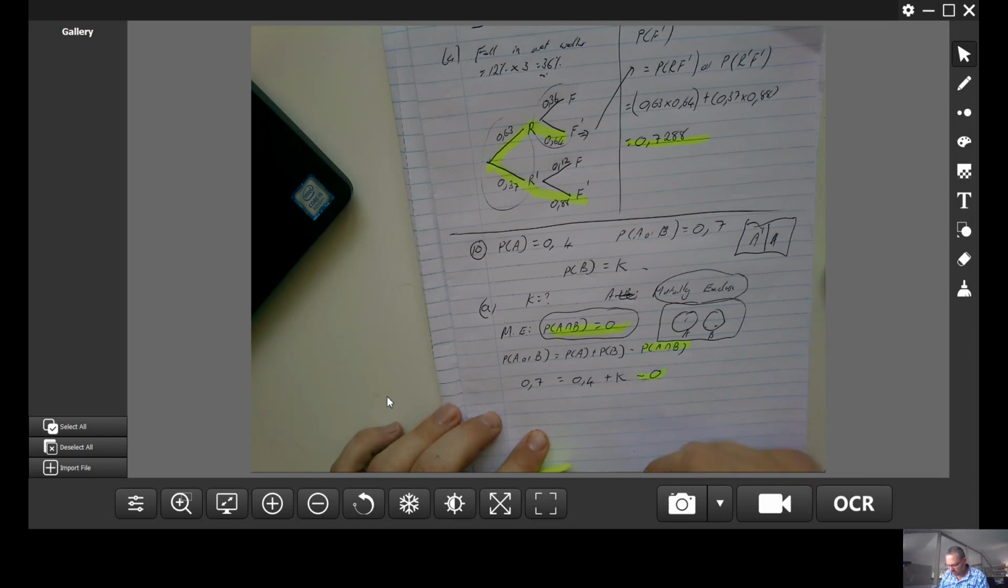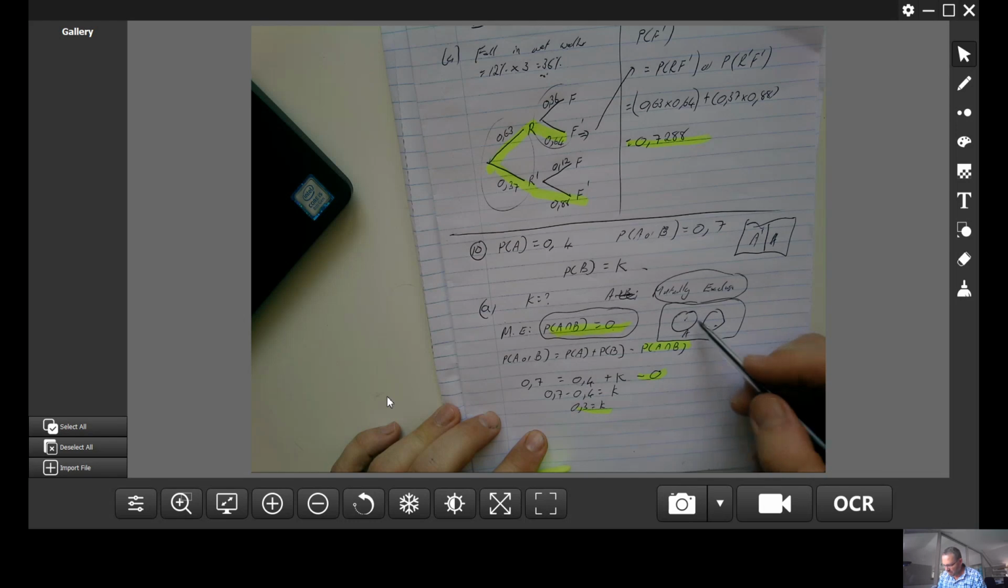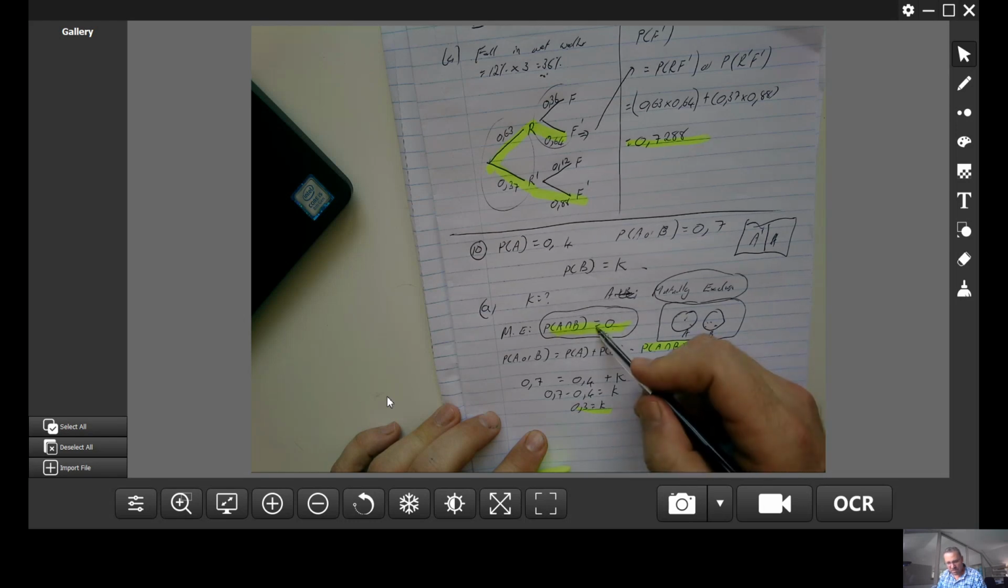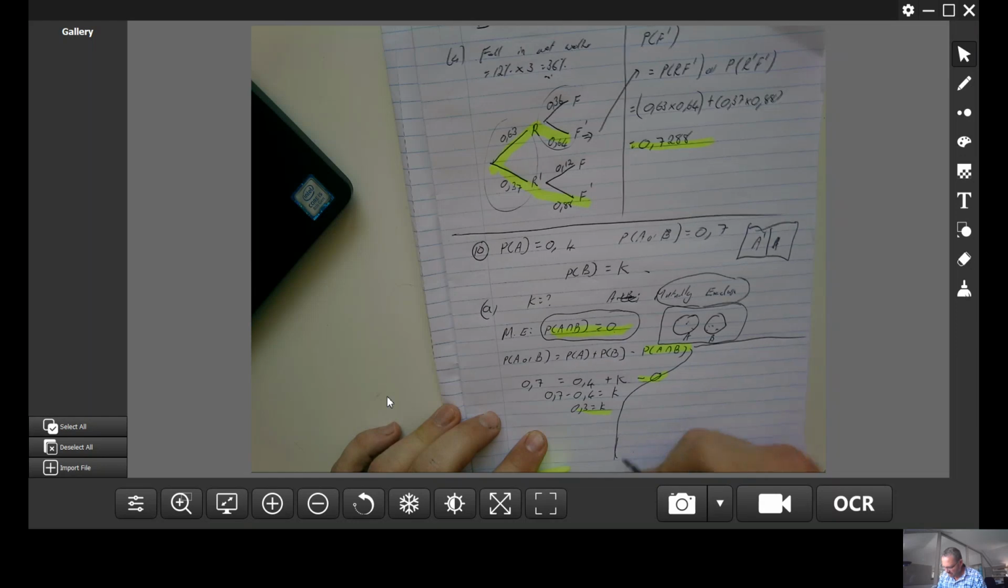Okay, so we've just got to solve for K. So I get 0.7 minus 0.4 is equal to K. So 0.3 is equal to K. So K is going to be equal to 0.3. I check I got that right. Yep. So in mutual exclusivity, there's no intersection. That's the key idea. For mutually exclusive, the probability of A intersection B is equal to 0.